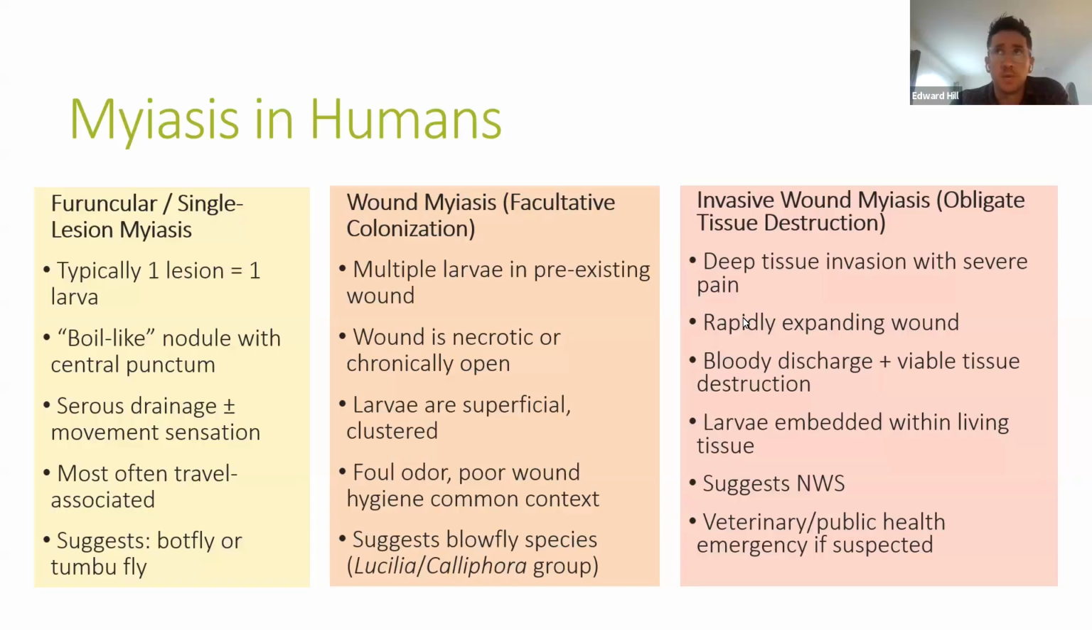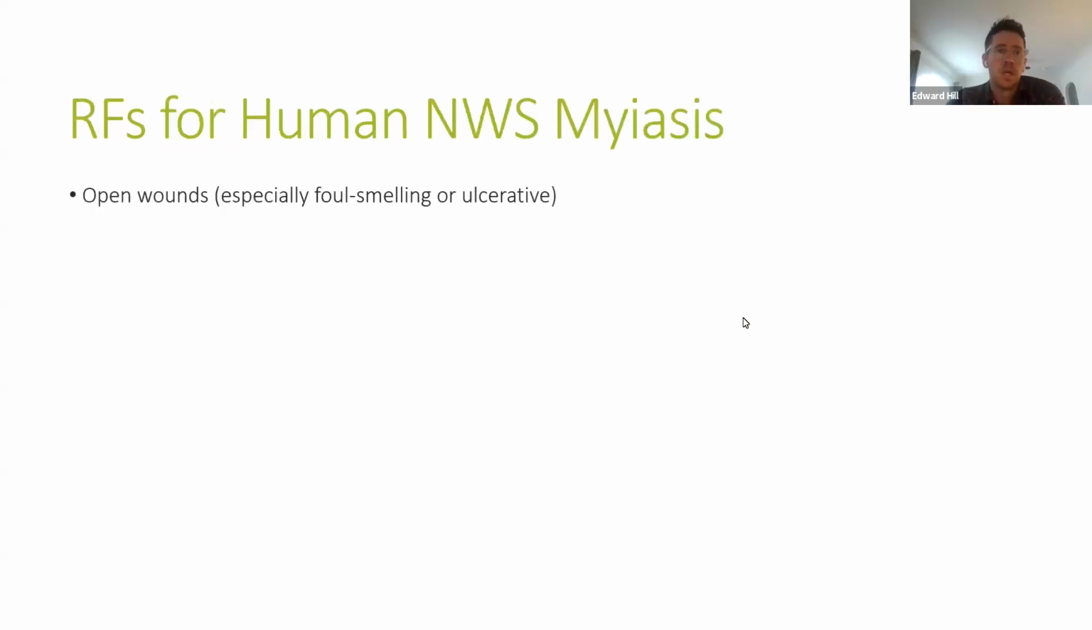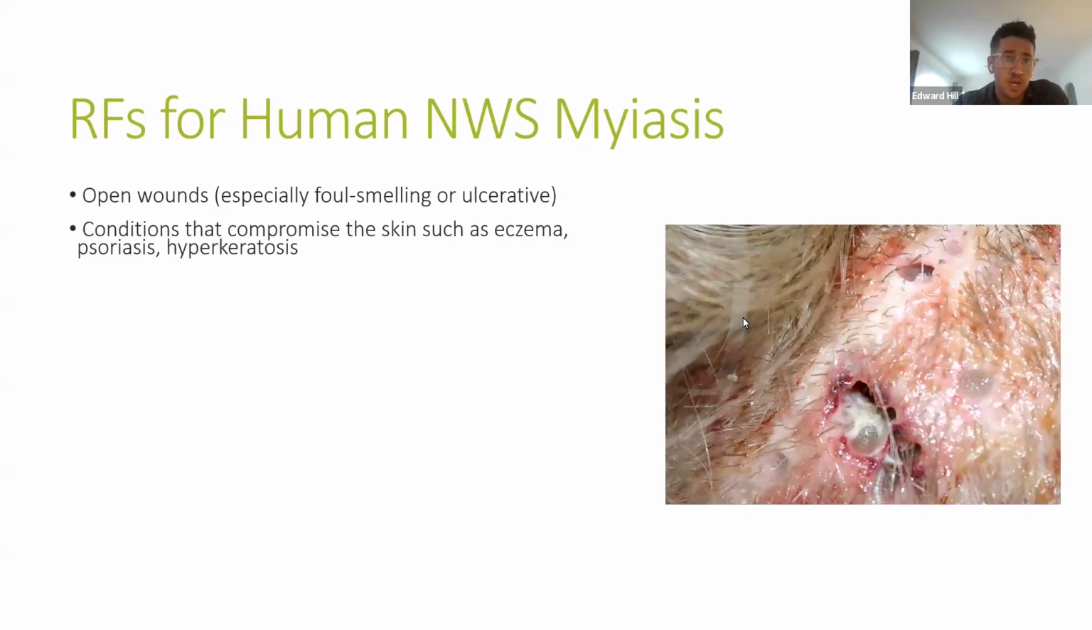And so that's the field that we're in for this talk: we're talking about the New World screwworm invasive wound myiasis. So, risk factors for human New World screwworm myiasis. Open wounds. Again, it doesn't need to be a big old wound. It can be just a small nick in the skin that can precipitate this.